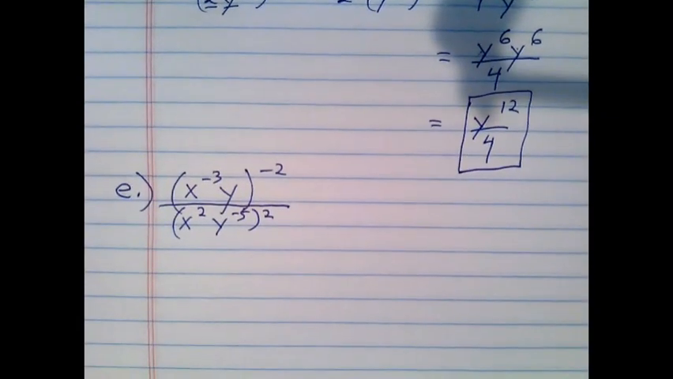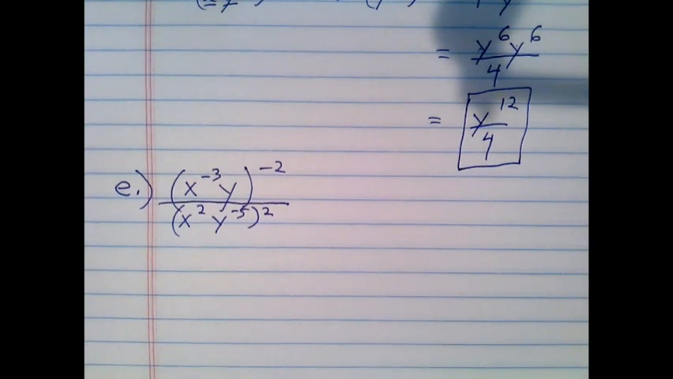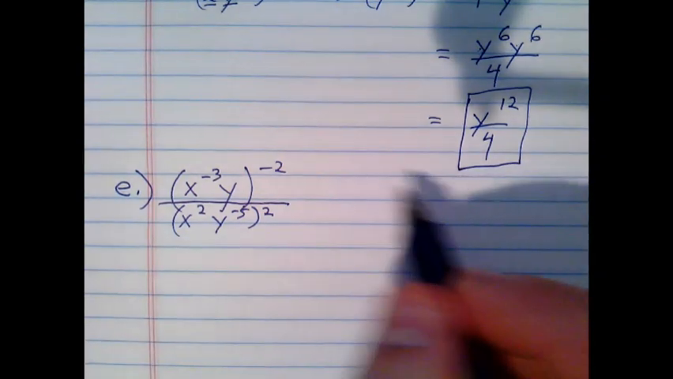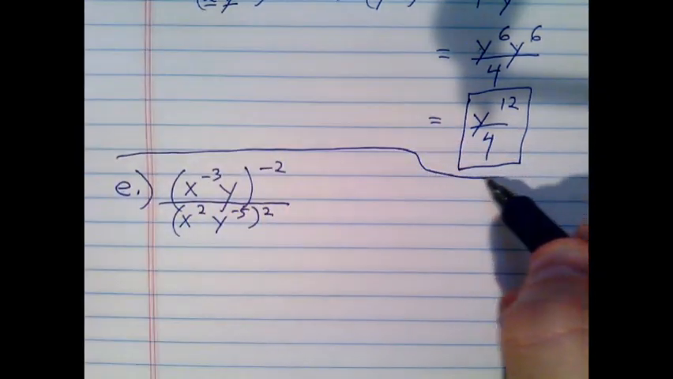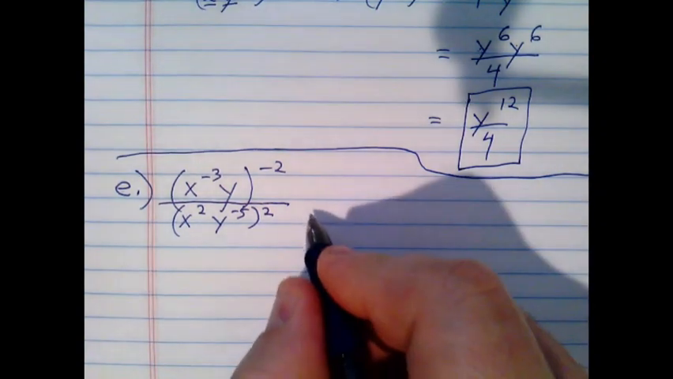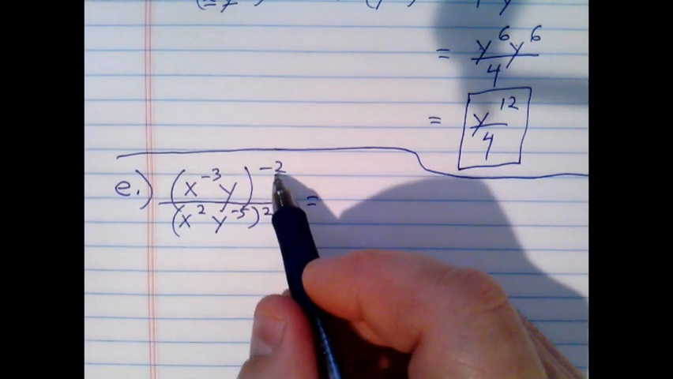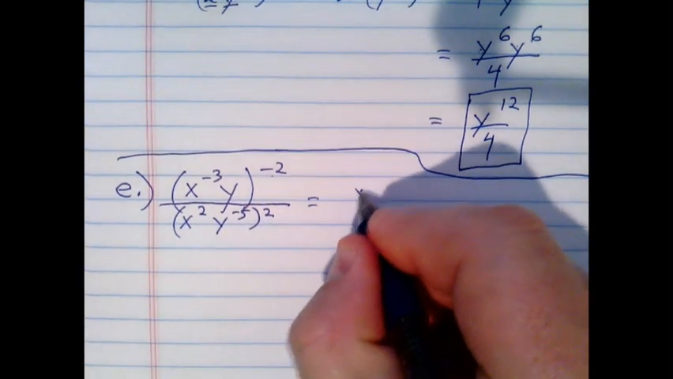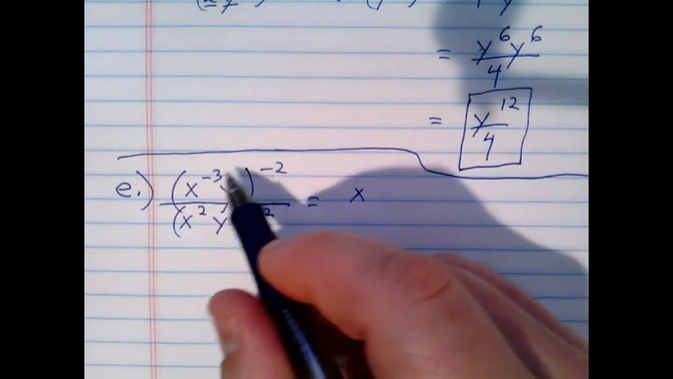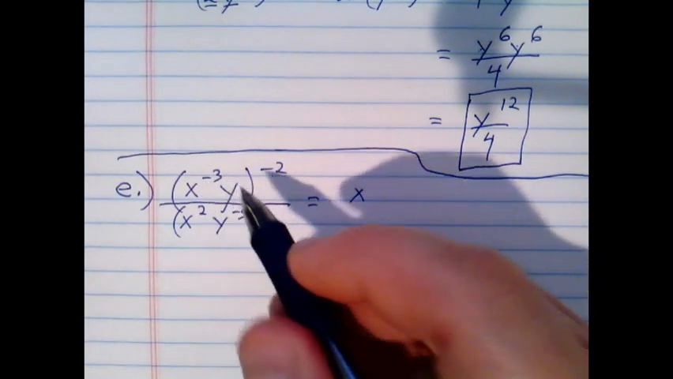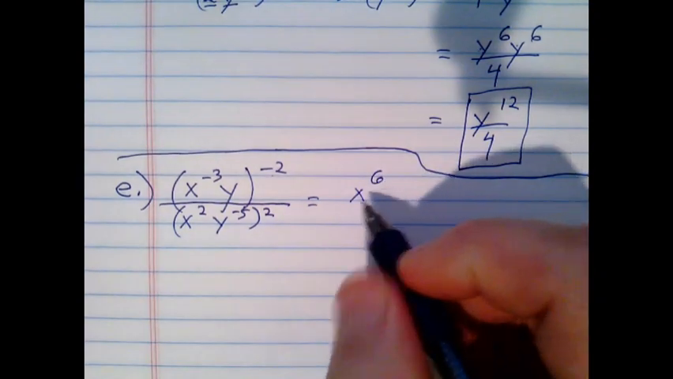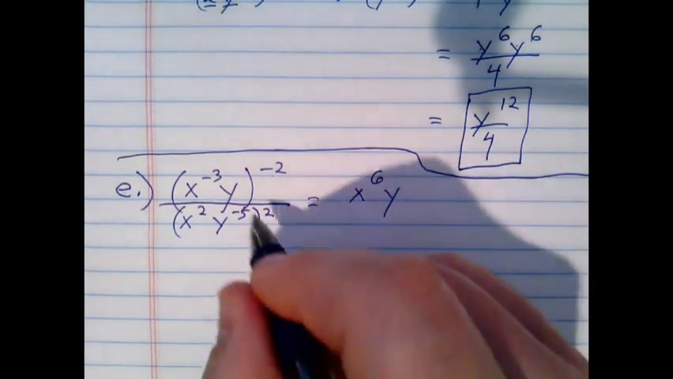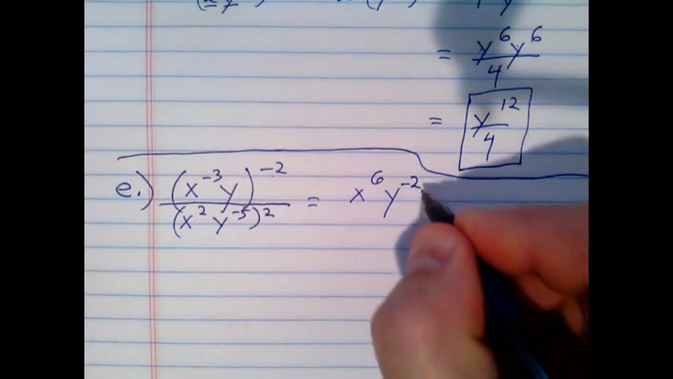Alright, let's move on down and have a look at part E. Okay, well, I think for starters, in part E, I will go ahead and distribute this negative 2 over the product x to the negative 3 times y. Okay, when I distribute the negative 2 to the factor of x to the negative 3, the powers multiply. Negative 2 times negative 3 is 6. When I distribute it to the y, I just get y to the negative 2.